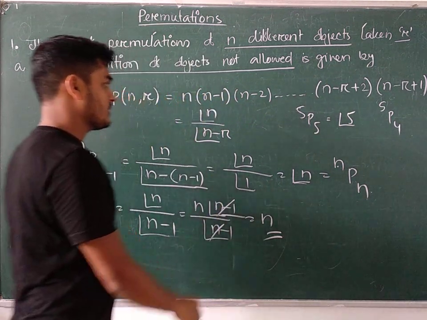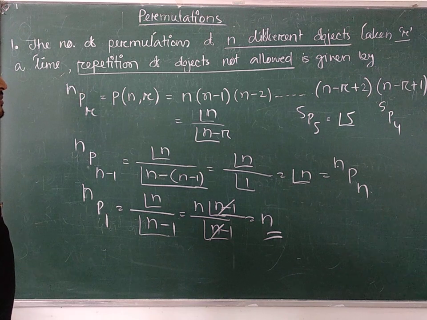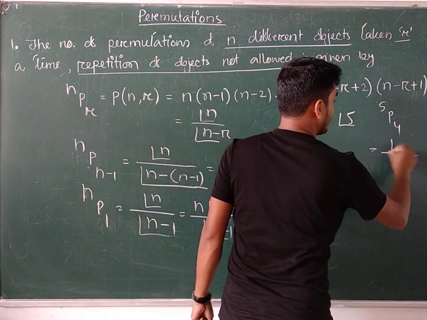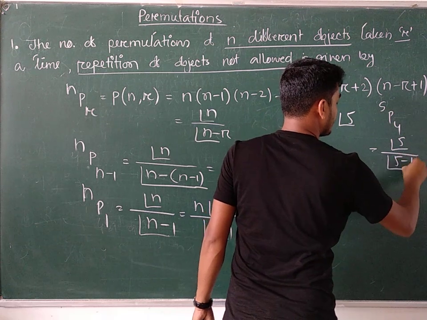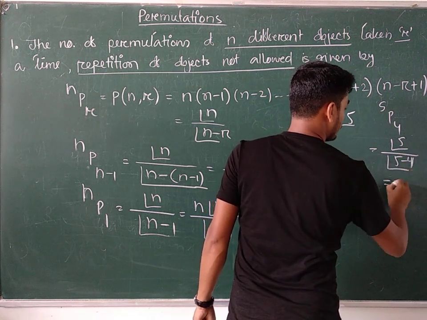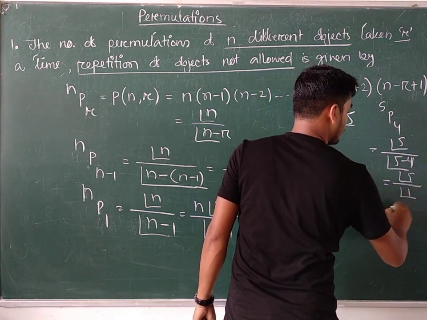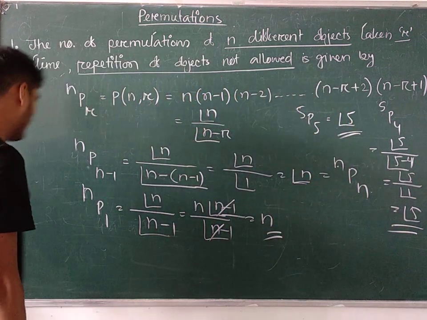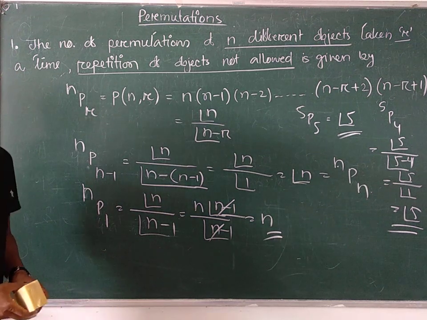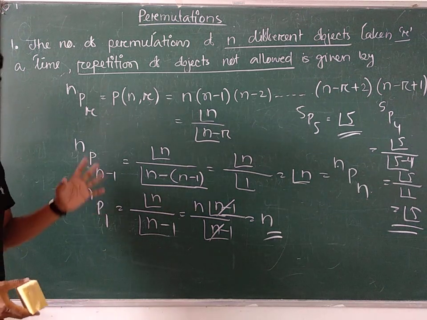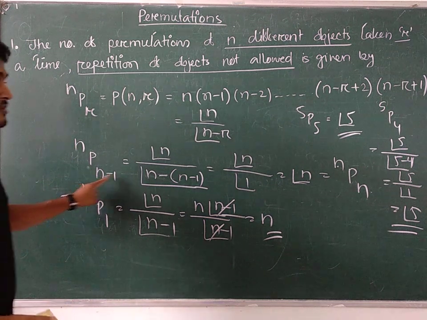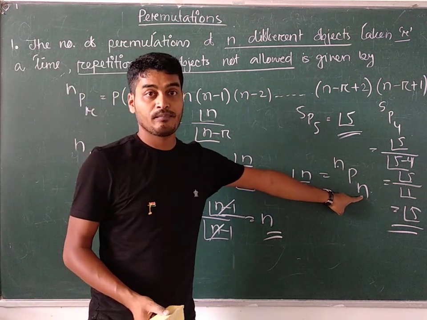I think I have made a mistake somewhere. Okay, so what is the value? Factorial of 5 divided by factorial of 5 minus 4, which is factorial of 5 divided by factorial of 1, which is factorial of 5. Is it clear? In this way, we can easily derive any formula to get the value. Remember, nP(n minus 1) is always equal to nPn.